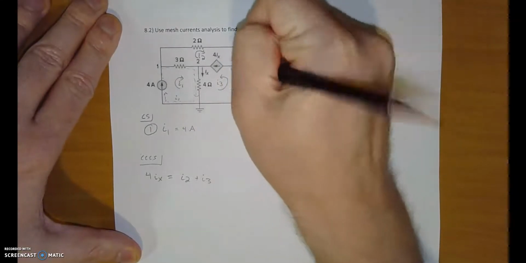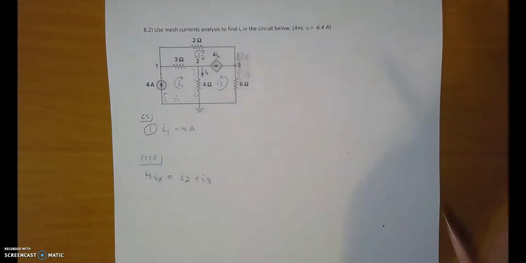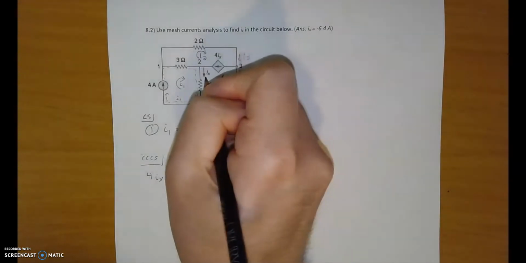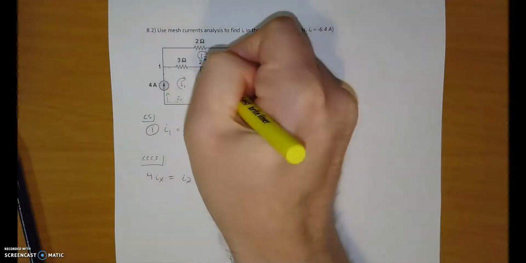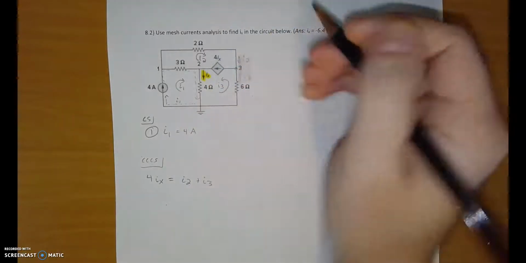All right. Now, we're not done because we have this dependent variable here, this IX. We need to sub that out because, again, the only variables we want are I1, I2, and I3. So we need to write an equation for our dependent variable. So IX is right here, so I'll highlight it for you in yellow. So that's IX. IX is through here. It happens to go through this 4 ohm, but that's not going to matter for right now.